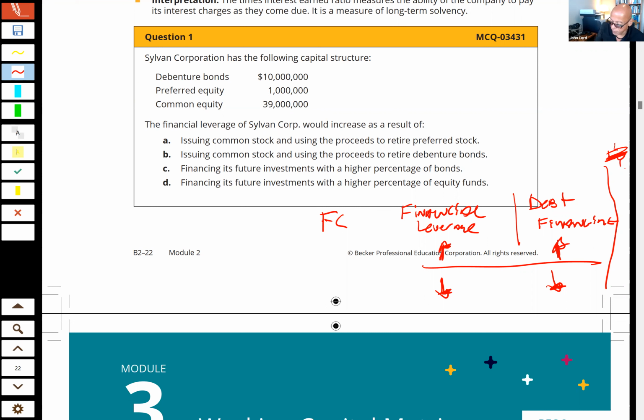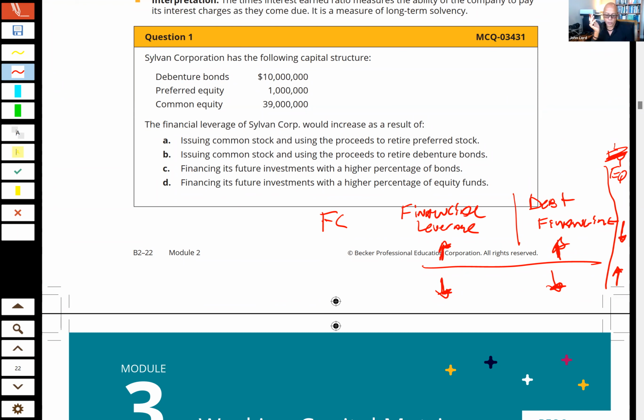So if my equity financing is down, then my financial leverage is up. If my equity financing is up, then my financial leverage is down. Yeah, I guess I can do it that way.